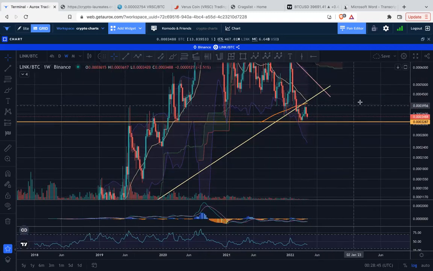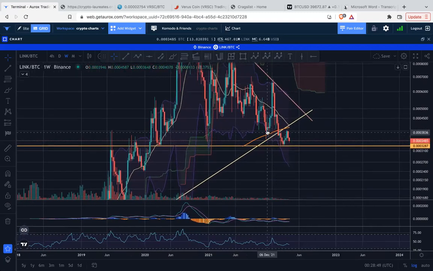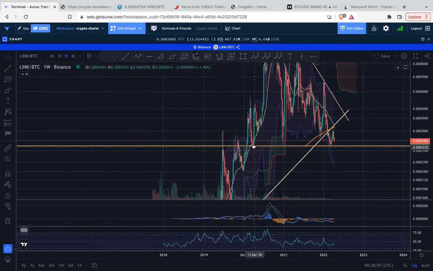moving average. So Chainlink broke below the 200-week moving average. It made that move from low end of the Bollinger Band to the top end of the Bollinger Band, and it just dumped right through the 20-week moving average all the way to this previous launch level, previous resistance turned support. So support again, but is it going to hold?